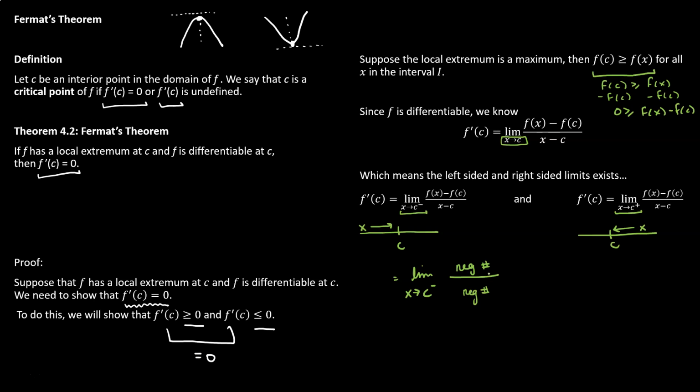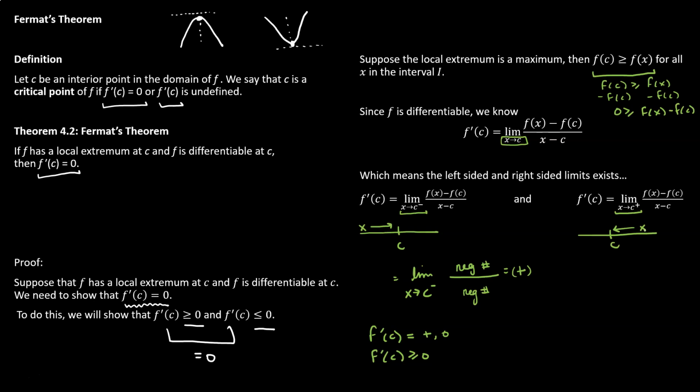So if I have a negative number divided by a negative number, I'm going to get a positive number for this limit. So looking at the left side, we see that f prime at c is equal to some positive number, or 0. In other words, we have the derivative at c is greater than or equal to 0. We're going to use the same kind of logic for the right-sided limit.